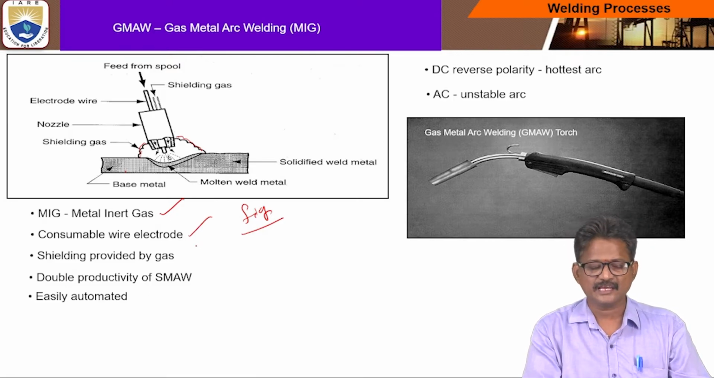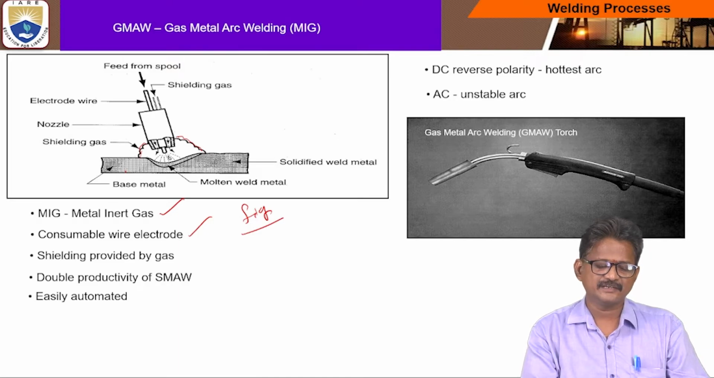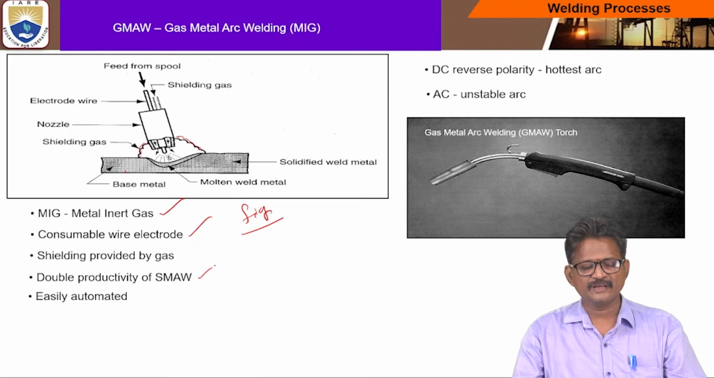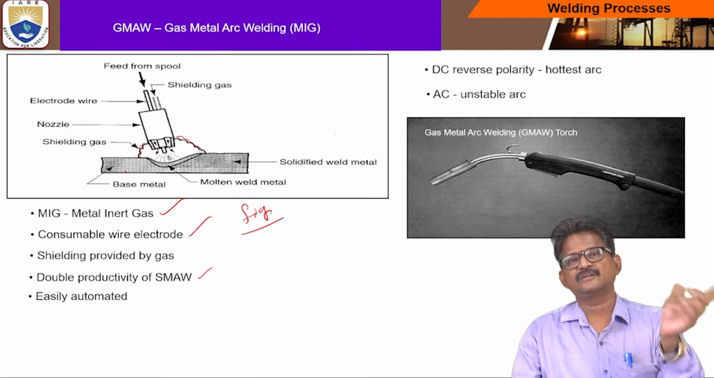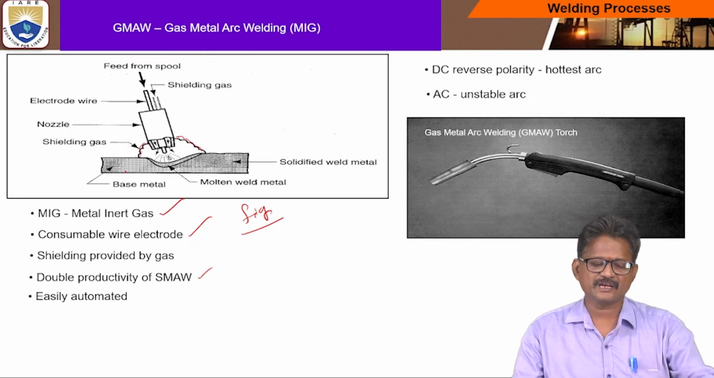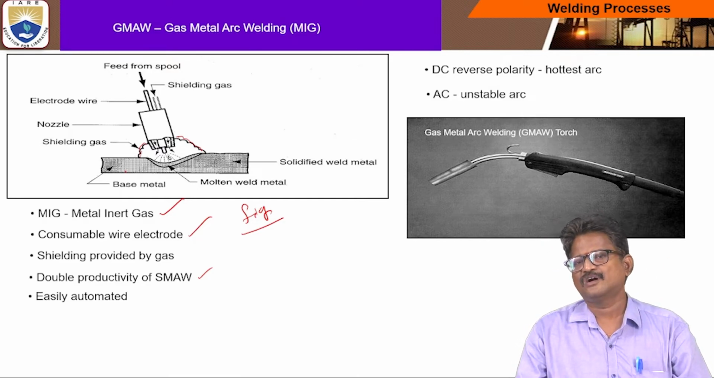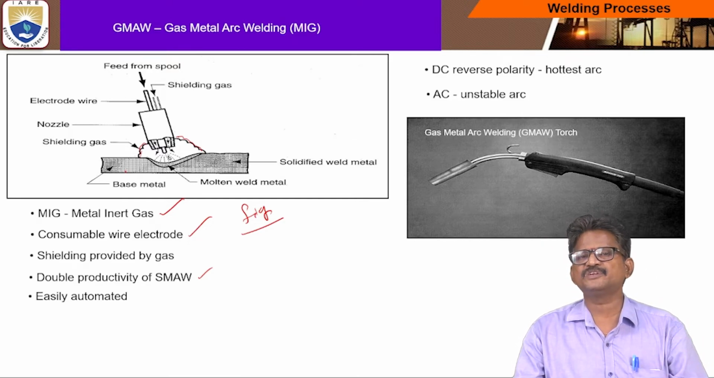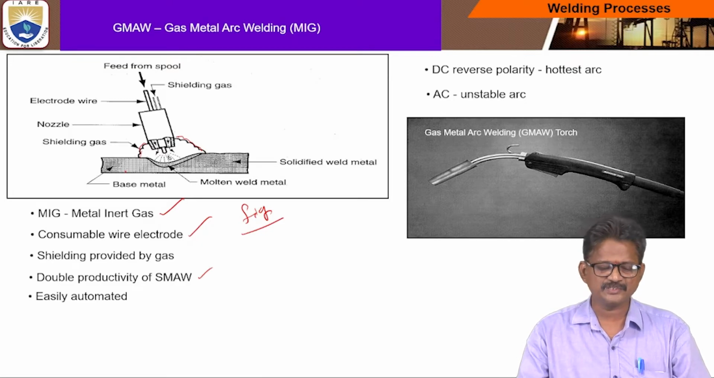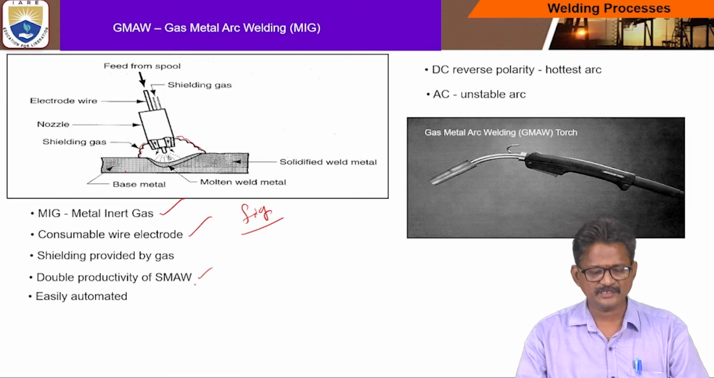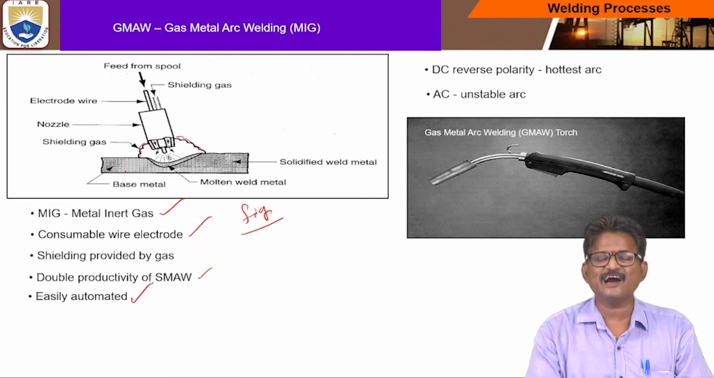You can use the gas to provide the shielding, and it gives double the productivity of SMAW. In SMAW there is only single productivity, while here double the productivity can be obtained. Productivity is defined as the ratio of how much output is obtained from a given input. So double productivity can be achieved in the gas metal arc welding process. And finally, it is easily automated.